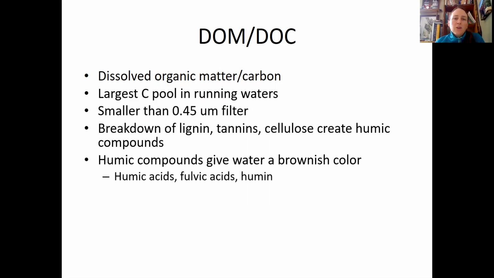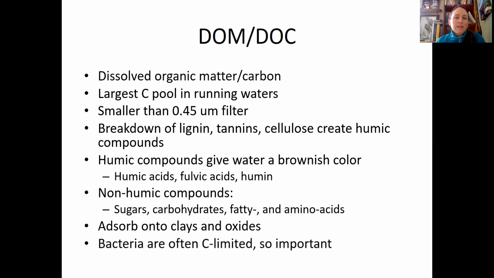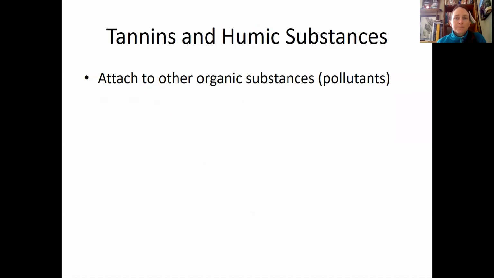So things like humic acids, fulvic acids, and humin. But then there are also a variety of non-humic compounds, things like sugars, carbohydrates, fatty and amino acids. Those things tend to be more labile, easier to break down than the humic substances. Dissolved organic matter and these humic compounds can absorb onto clays and oxides. And these are really important sources of carbon for bacteria, which are often carbon limited. So dissolved organic carbon is a really important measure in systems dominated by bacteria.